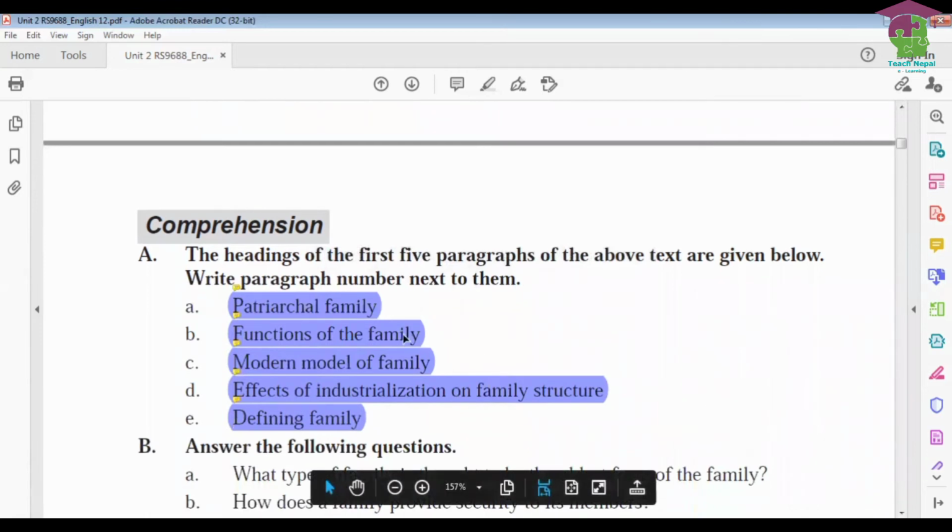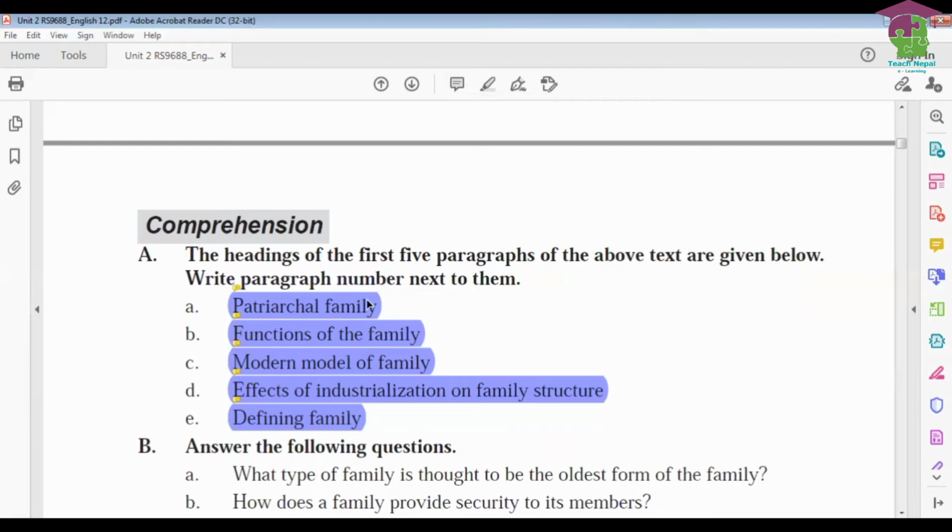headings of the themes, okay, or the themes of the paragraphs given there. The headings of the first 5 paragraphs of the above text are given below, right?